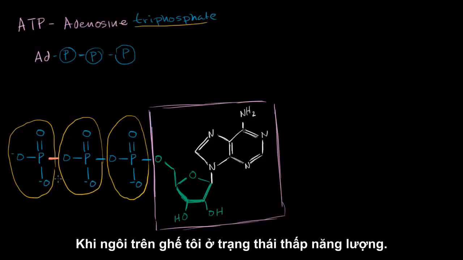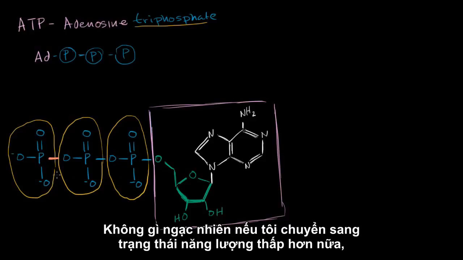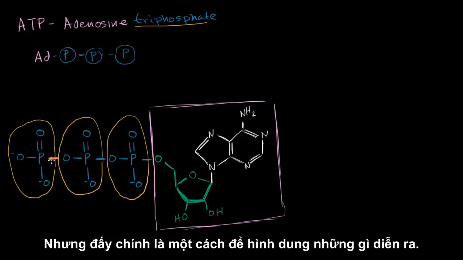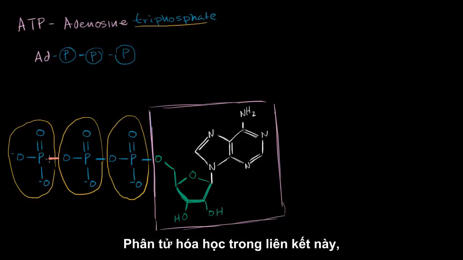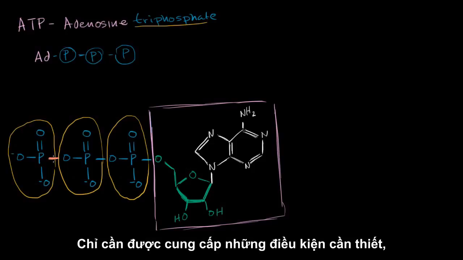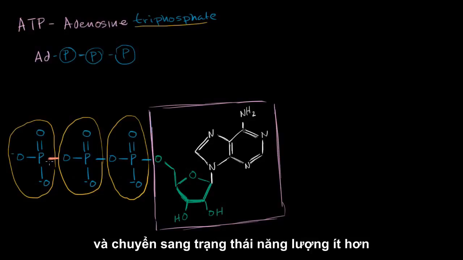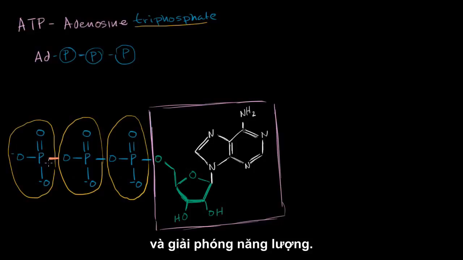But then when I'm sitting on my couch, I'm at a low energy state. I'm comfortable. It's not obvious how I can go to a lower energy state. I guess I could fall asleep or something like that. And these metaphors break down at some point. But that's one way to think about what's going on here. The electrons in this bond, if you give them just the right circumstances, can come out of that bond and go into a lower energy state and release energy.